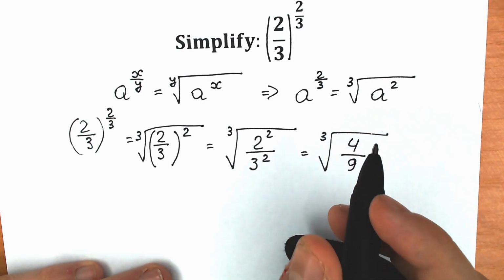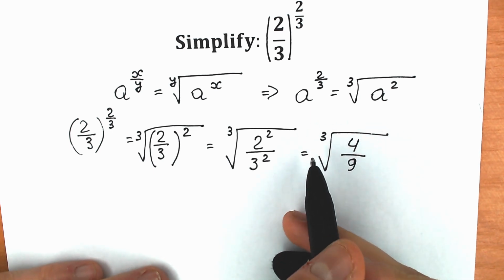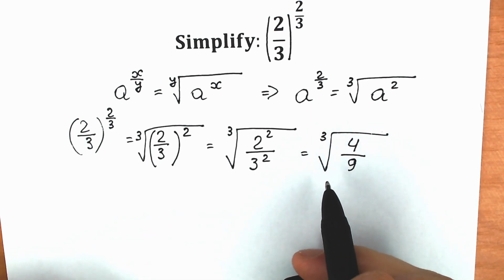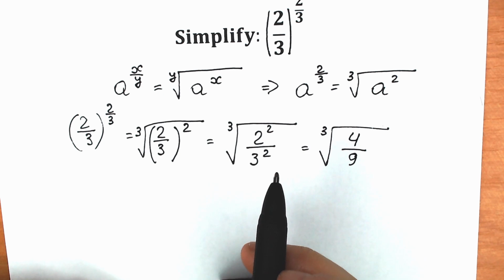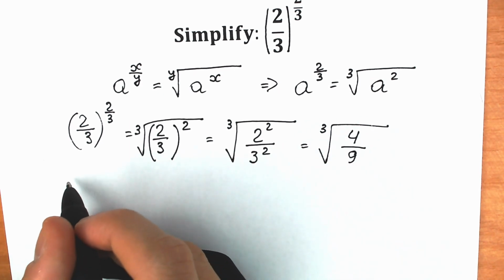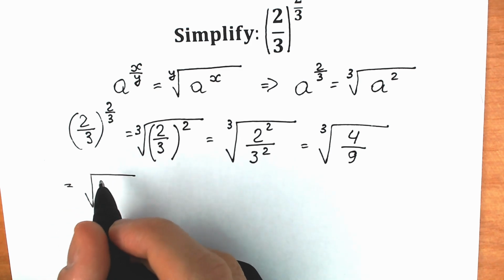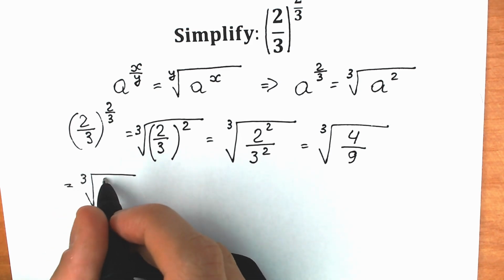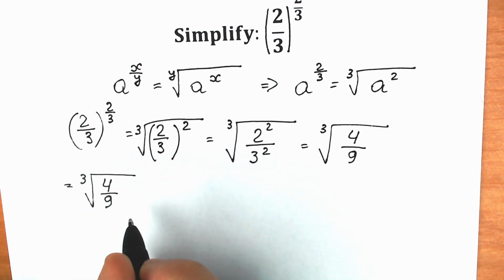And right now, a lot of students leave this expression like that. They say that this is cube root of 4 over 9. But I'm going to show you a really great trick. We can easily multiply this expression. So let's continue. So we have cube root of 4 over 9. We can easily split this.